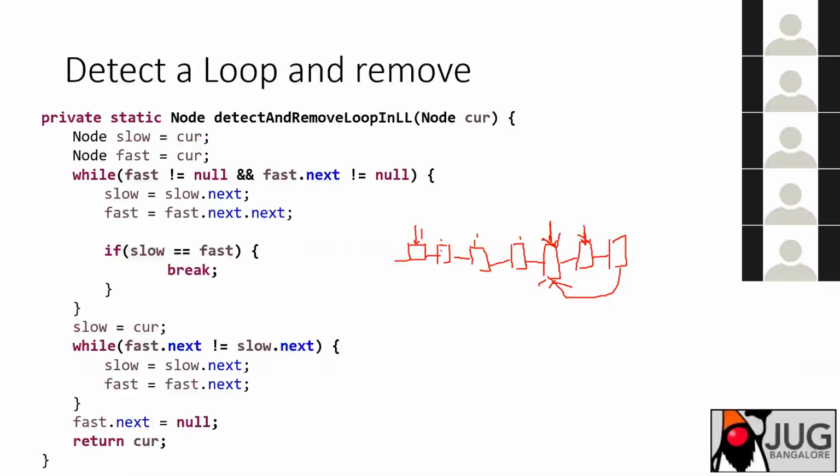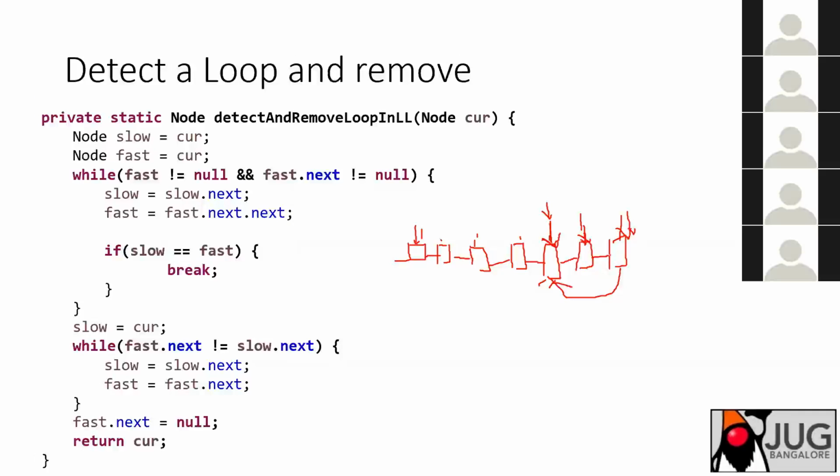Let me try that again. Slow is here, fast is here, slow is here, fast is here. Okay, sorry. They are meeting. When slow is here, fast is here, right? And both are meeting at this point, the last element. Right, right.